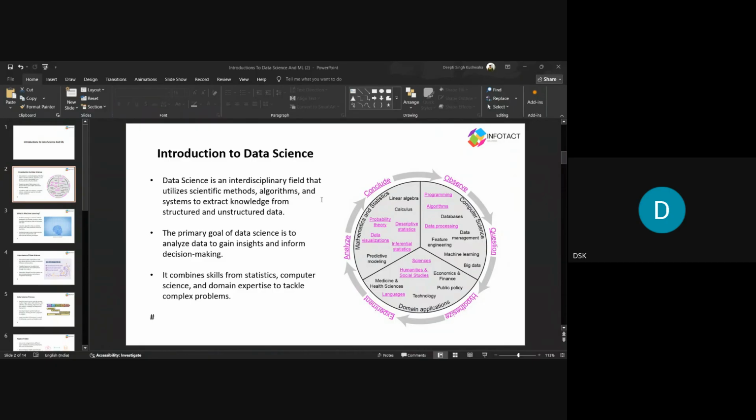So then you conclude, you figure out if your guess was right or not, and you share your findings with others so they can make a decision. So basically, data science is the powerful combination of computer skills, math knowledge, and real-world expertise to solve problems and answer questions using data.